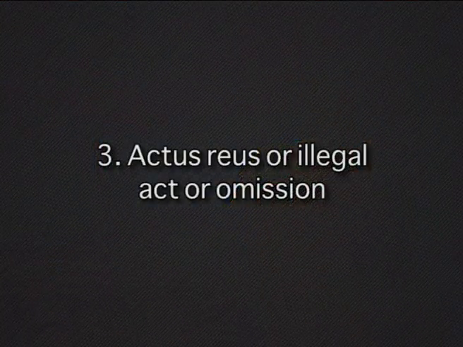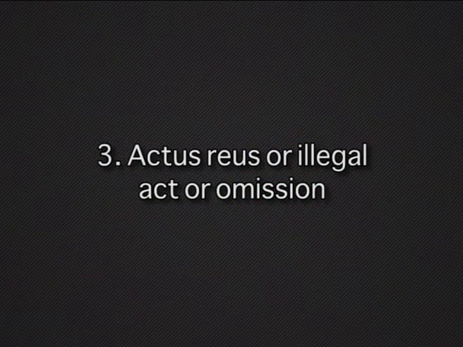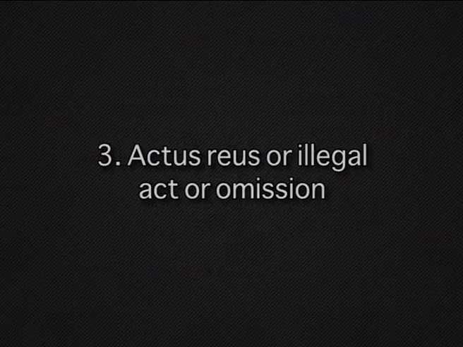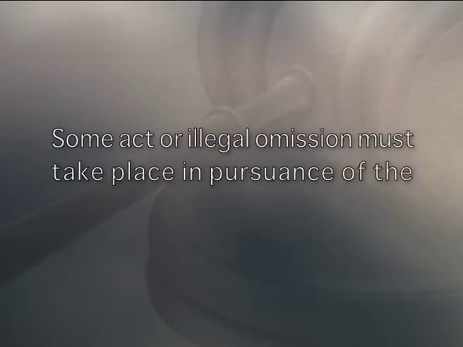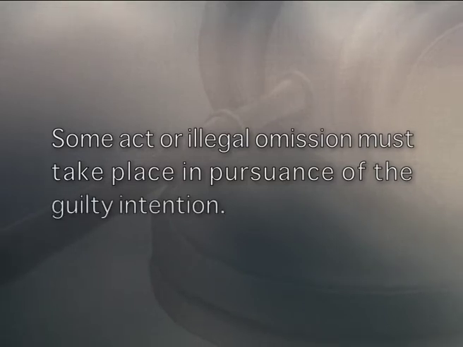Now, let me talk about another term which is called actus reus or illegal act or omission. The third essential element of a crime is actus reus, that is Latin for guilty act. In other words, some act or illegal omission must take place in pursuance of the guilty intention. Actus reus is the manifestation of mens rea in the external world.